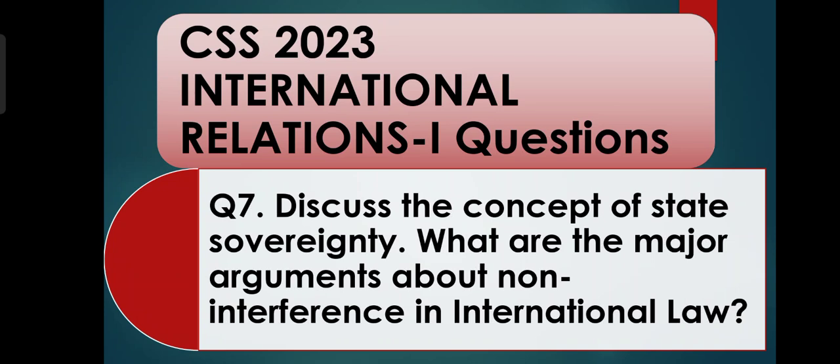CSS 2023 International Relations Paper 1 Question number 7. Discuss the concept of state sovereignty. What are the major arguments about non-interference in international law? Let's discuss the answer.